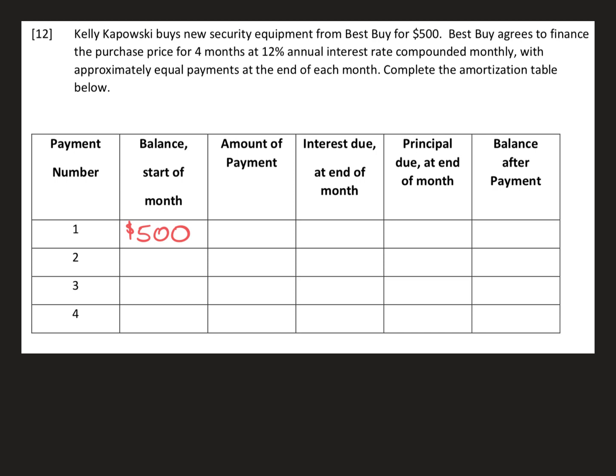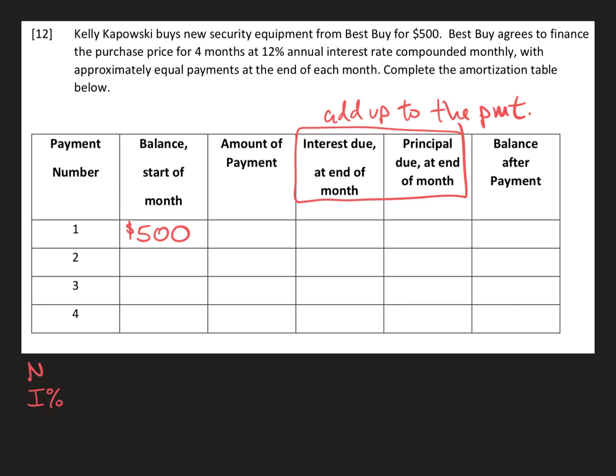So this here will add up to the payment, because it's the interest and the principal that was paid that month. So before we can even figure out what those are, we have to figure out what the actual payment is. And since you're making multiple payments or deposits, you will use the TVM solver.